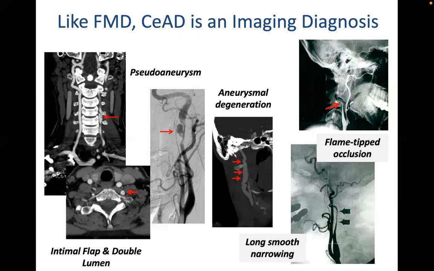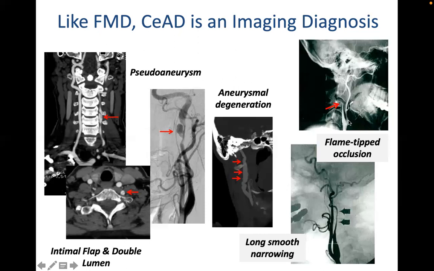This is why the international consensus for FMD has said that we can't call a dissection, and we can't call FMD in an artery that has had a dissection, because as it remodels over time, it can have this appearance that can sometimes be mistaken for FMD, but actually isn't.